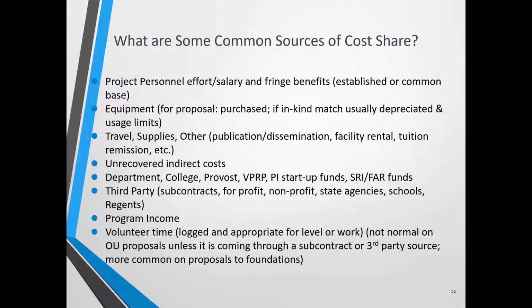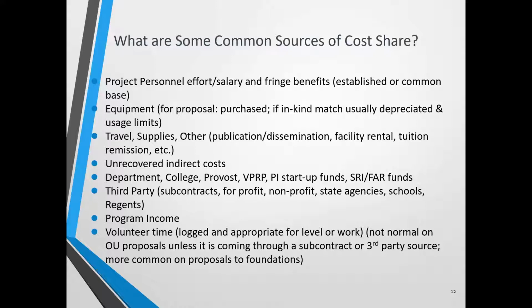Other things you can use as part of your package might be travel or supplies, or if you're going to help provide some publication cost. If tuition is not allowed as part of the sponsor's guidelines, but they do require cost share, the graduate college will allow tuition remission to be shown as cost share for that proposal. Unrecovered indirect cost, both between what the sponsor might allow and what cost you have on match that you're providing, may be allowed to be part of your package.